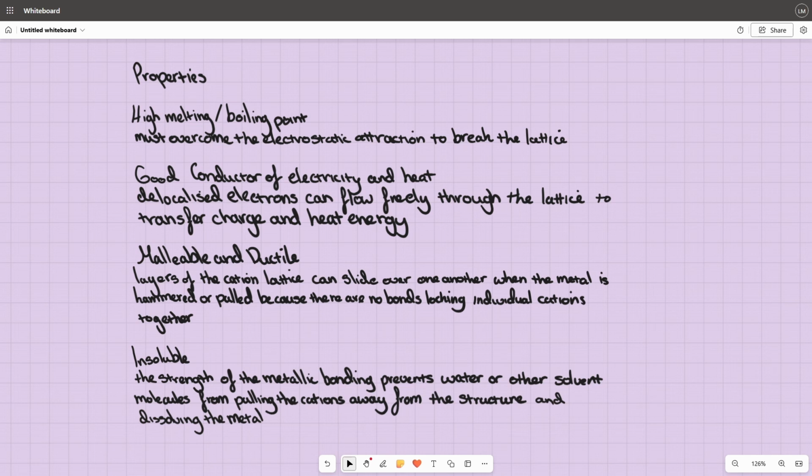So unlike ionic bonding, for example, it's not soluble. And that is all you have to know for metallic bonding.